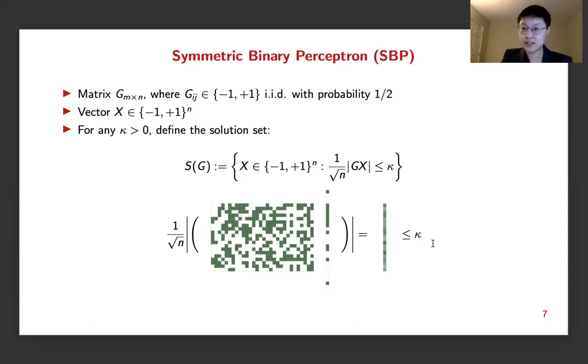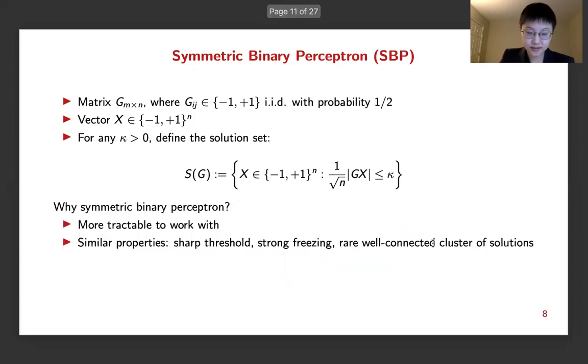That's the symmetric binary perceptron. And why do we consider such a symmetric binary perceptron? This model is expected to be more tractable to work with compared to the original perceptron model, and similar properties are expected to hold. This includes the sharp thresholding phenomenon, the strong freezing phenomenon for the solution space, and the existence of this rare, well-connected cluster of solutions.